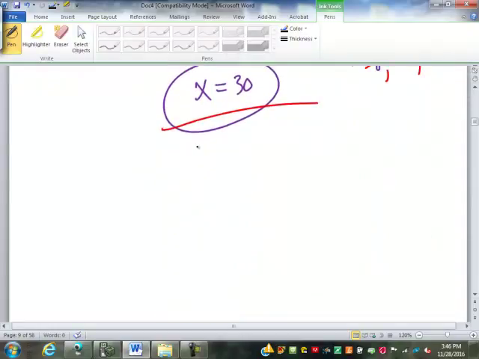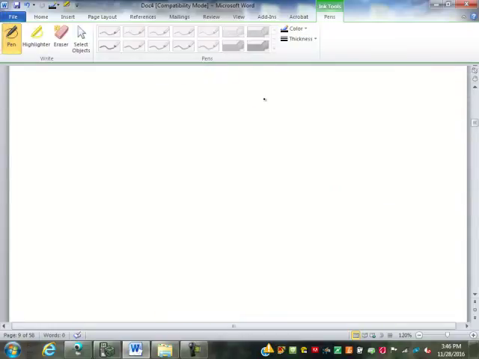So I'm going to start you guys off slowly with something like 3 fourths X equals 7 and 1 third. Try that one in your notes.